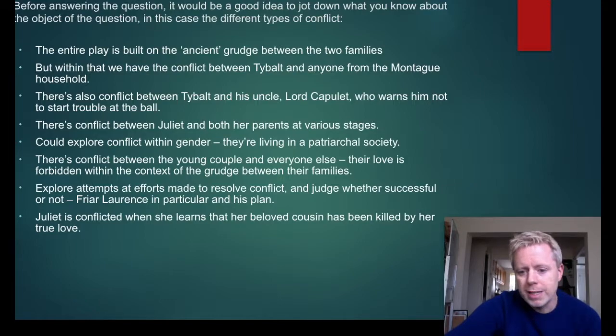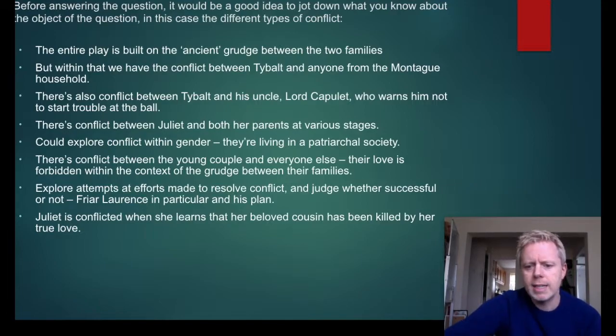Okay, so a couple of points I can make without looking at anything in particular on the topic of conflict or different types of conflict are the following. The entire play is built on the ancient grudge between the two families, as set out in the prologue. But within that we have the conflict between Tybalt and anyone from the Montague household. There's also conflict between Tybalt and his uncle, Lord Capulet, who warns him not to start trouble at the ball.